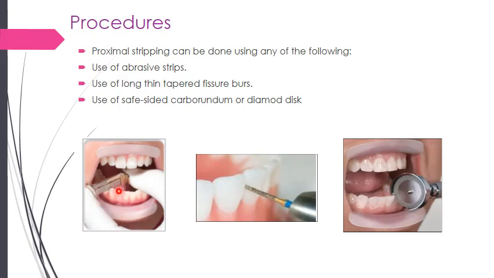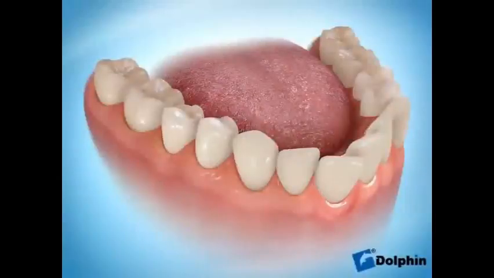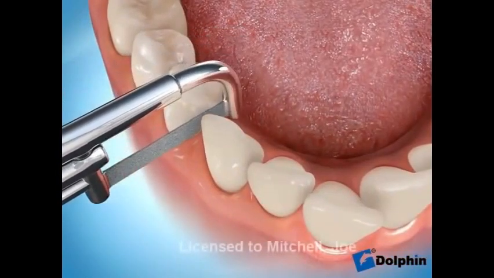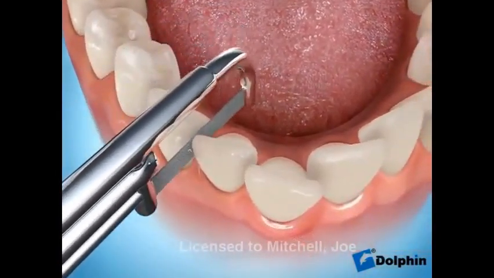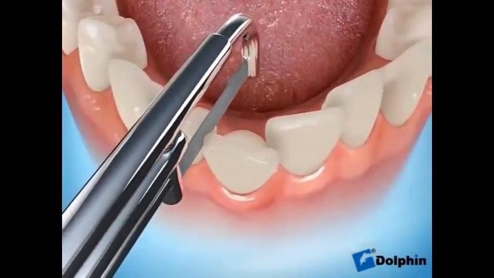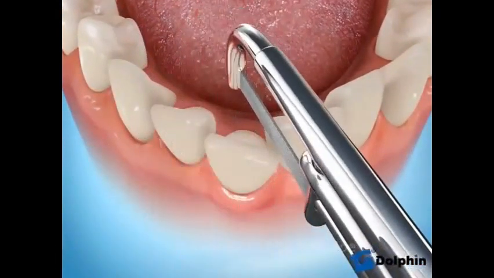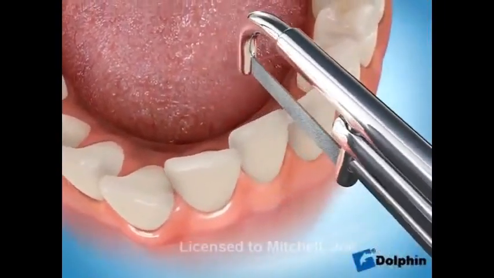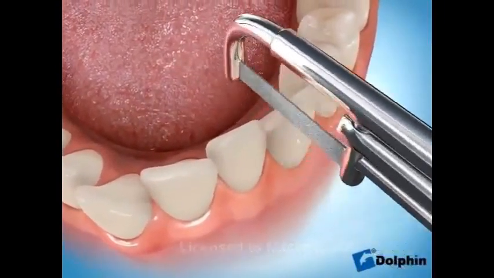The abrasive strip can be held by using a holder, or by the operator's hands, or by a needle. So this video will illustrate how proximal stripping is usually performed. This is the abrasive strip held by the holder. The back and forth movement is going to reduce the enamel thickness. As we said, we should take less than half the thickness of the enamel.